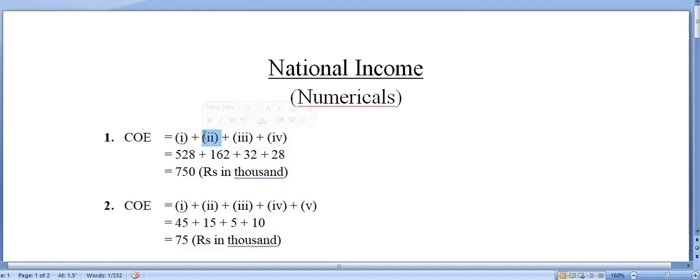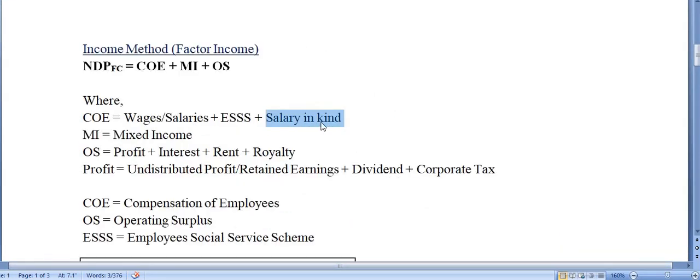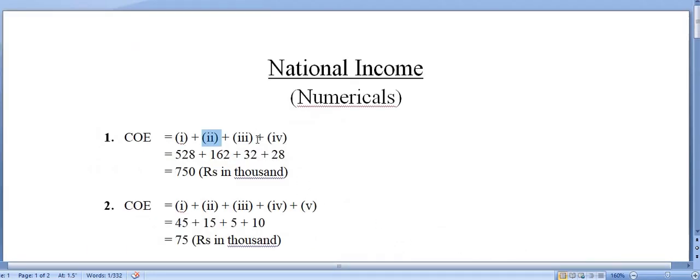Now, number three, subsidy on lunch, dinner to the staff. Salary in kind. Number four, employer's contribution to social security. So it can include your PF also. One of you asked me the question about PF. So PF is included here only. Number four, and this part, ESS. So number three is included. Oh, sorry, number four.